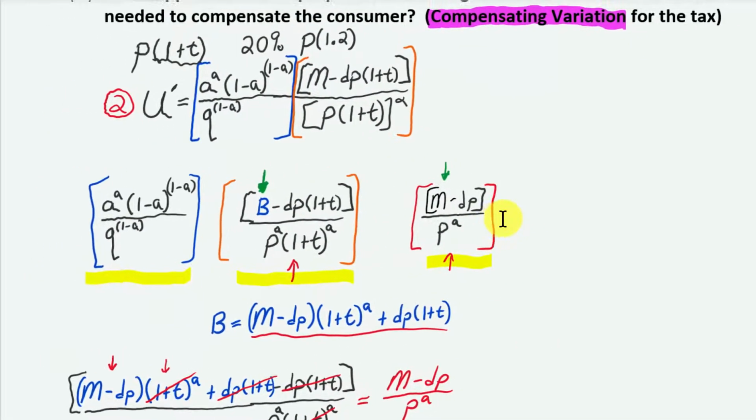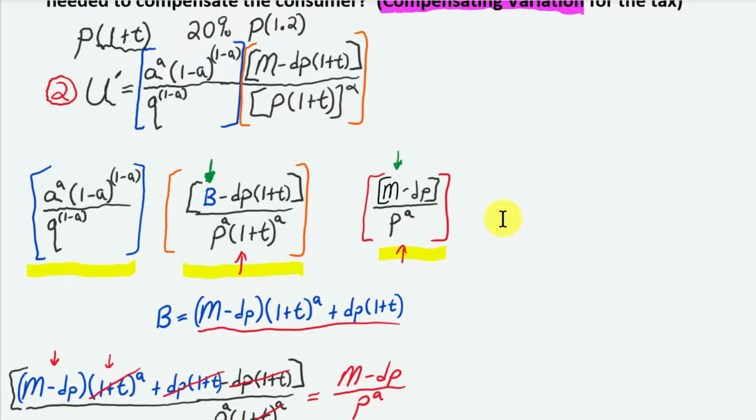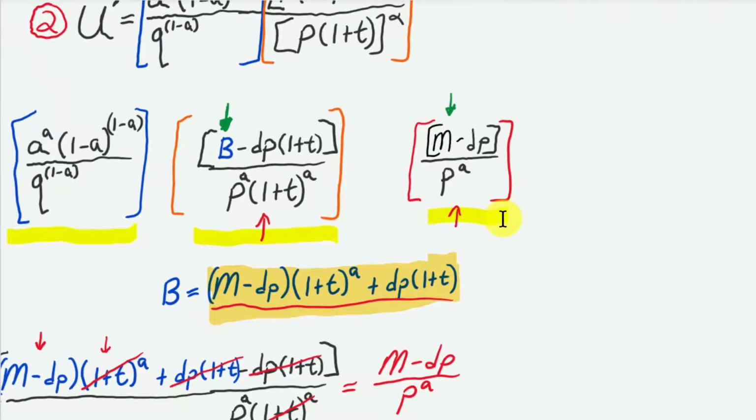I hope that makes sense. Now, if it doesn't, let's go through a numerical example. Well, before we do the numeric example, let's actually finish doing the analytics part. So what we've just shown is that this is the new budget. This B is the new budget that you would need with the tax to get you back to the old level of utility. The compensating variation is the increase or the change in the budget that you would need.